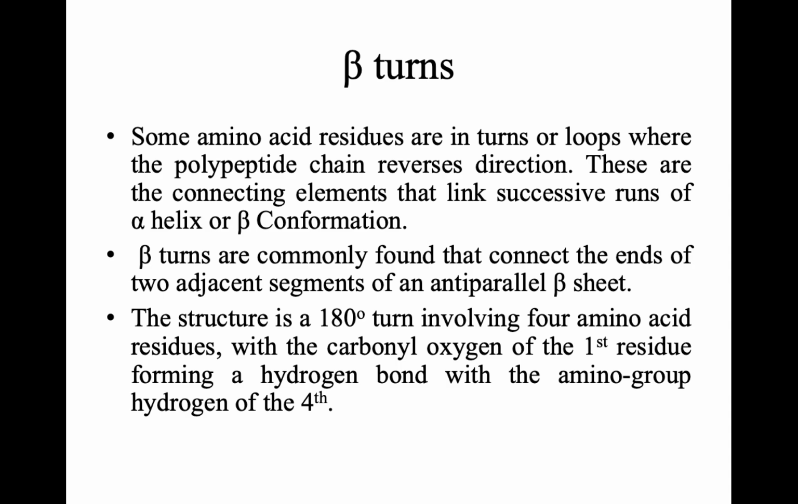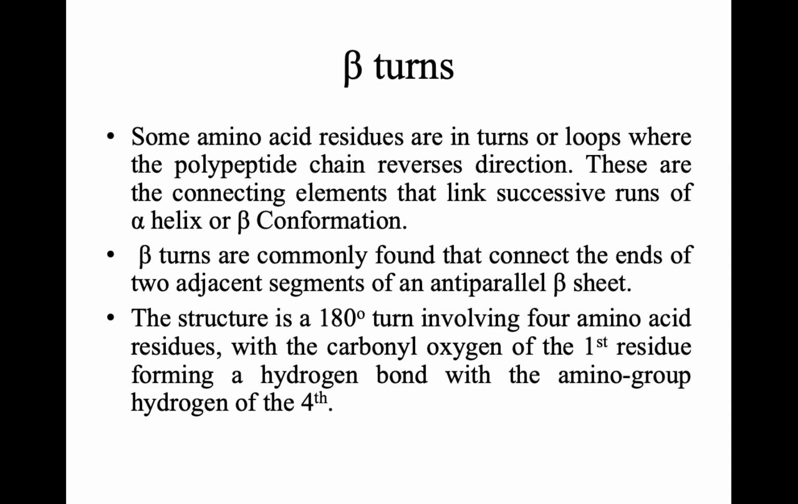And here the one more structure we are going to discuss is the beta turns. Before that, some of the amino acid residues in turns or loops are where the polypeptide chains reverse their directions. These elements link the successive runs of the alpha helices or the beta conformations. The common example is the beta turns, and these beta turns commonly link two adjacent segments of anti-parallel beta sheets.